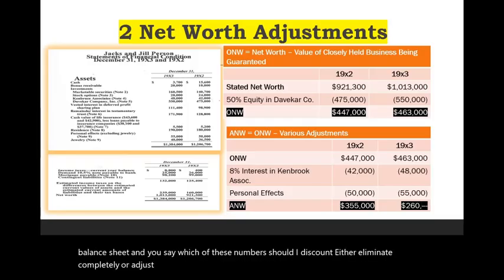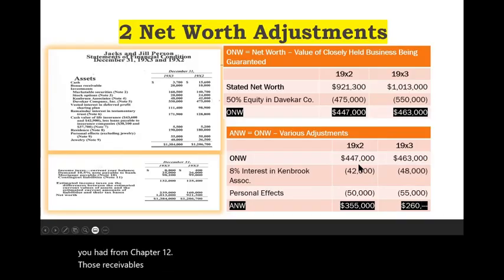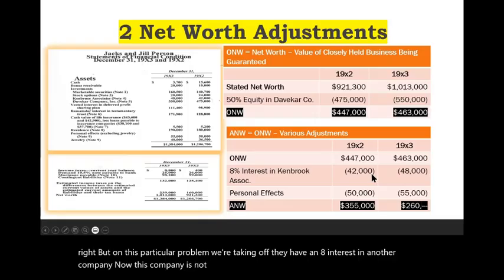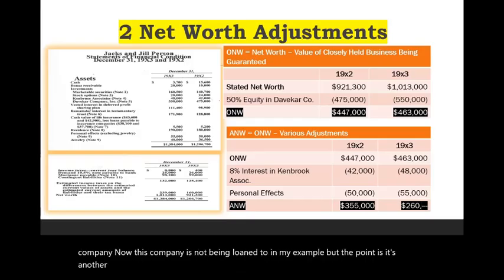For example, if you think back to the problem from chapter 12, those receivables from a friend or a family member, automatically, I would take those off, right? But on this particular problem, we're taking off an 8% interest in another company. This company is not being loaned to, in my example, but the point is, it's another entity that is providing them with value for their assets. But for our purposes, we're discounting that.